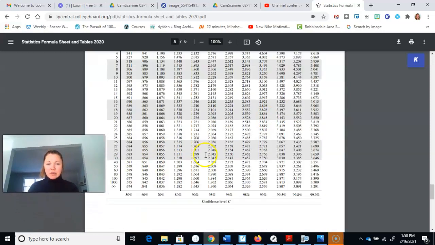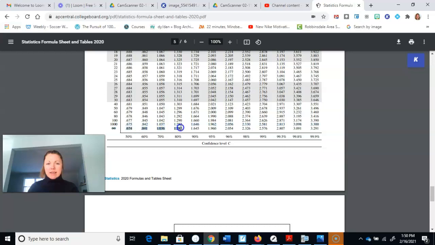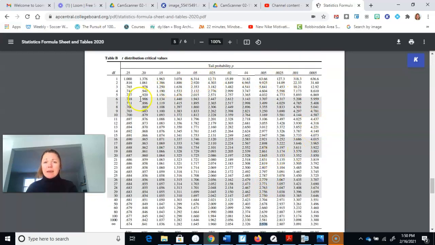And if we look right here, guys, these are all our Z stars. Here's our confidence level. So if we had to construct a 95% confidence interval for p, we go to 95% and our Z star is right here. Or our 99% confidence interval, our Z star is right here. Up here, guys, these are all our T stars, not our Z stars, our T stars.